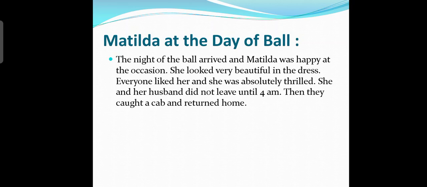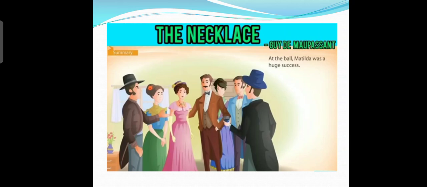Matilda was very happy as everyone was appreciating her beauty, everyone was noticing her. This is what she wanted. That is why she prepared a lot. So she was very happy. See, at the ball, Matilda was a huge success. She is the center of attraction. Everyone is asking about her dress, and everyone is appreciating her beauty.